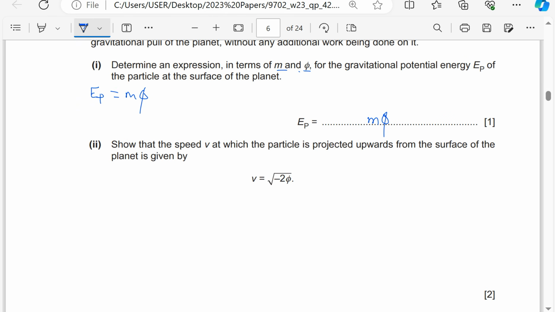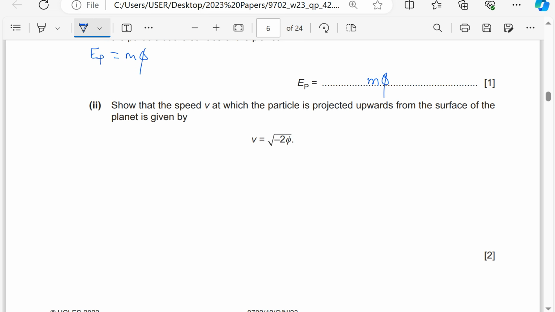Then show that the speed v at which the particle is projected upwards from the surface of the planet is given by that. If it reaches infinity, energy at infinity is going to be zero, but remember it has kinetic energy plus potential energy. By concept, the sum of these two should be zero if, at infinity, potential energy is zero. So kinetic energy is a half mv squared, and potential energy is m times phi. This should be equal to zero.